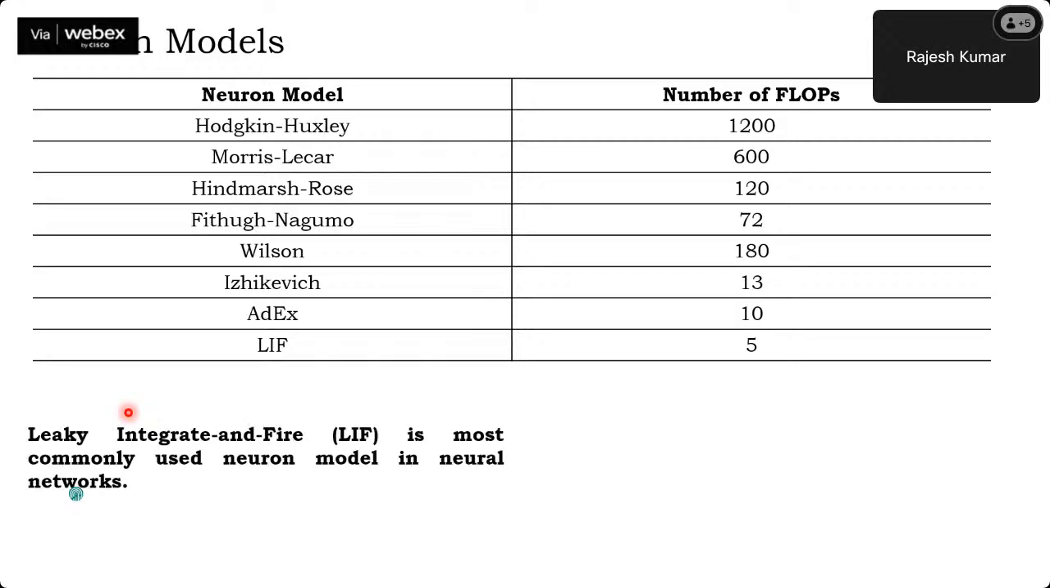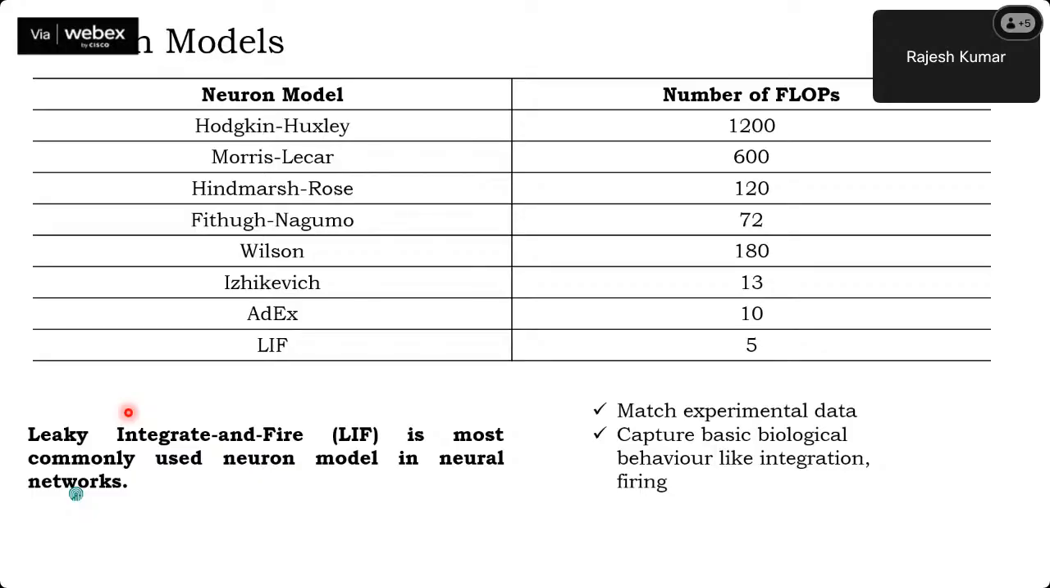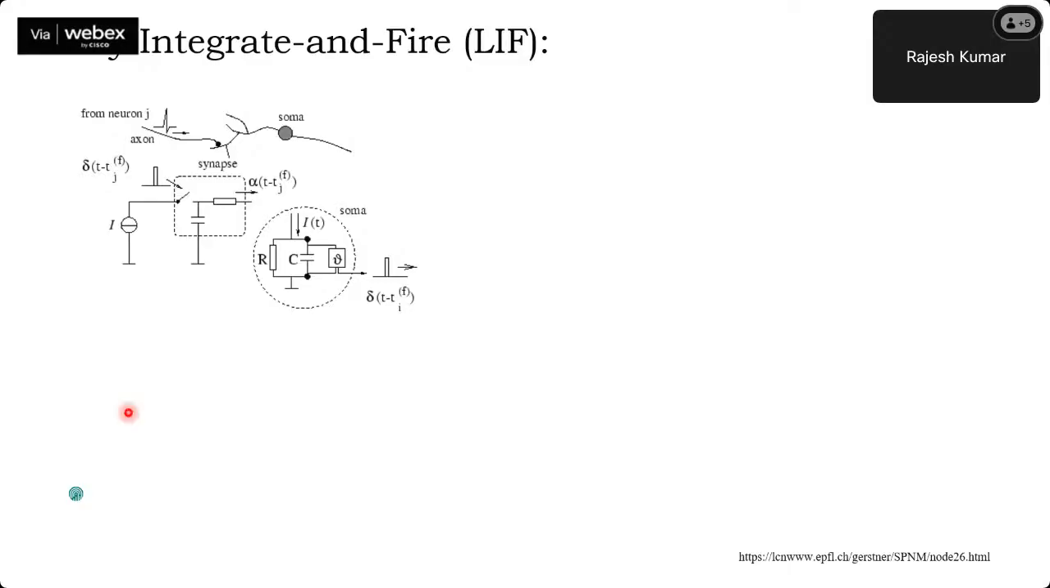That is known as the leaky integrate-and-fire model. This one is very popular right now because it matches your experimental data. Computation is easy, integration behavior is also there, and implementation is easy because of less complexity. So this is the leaky integrate-and-fire model.